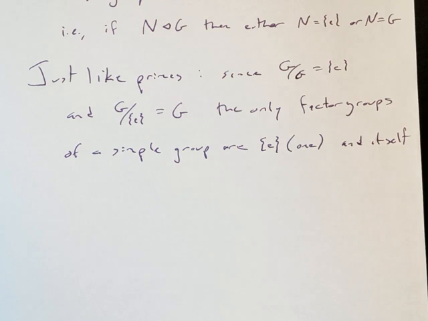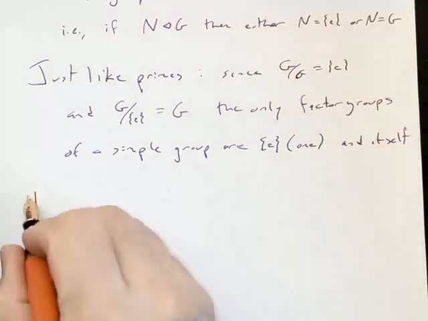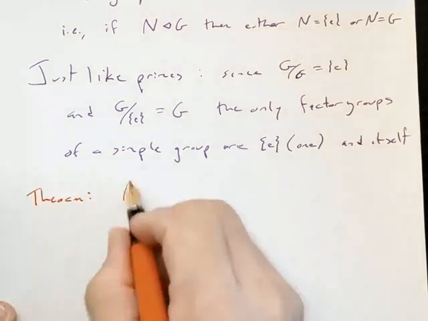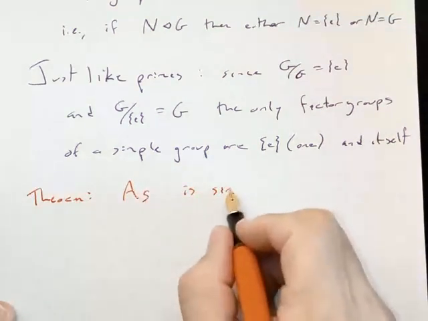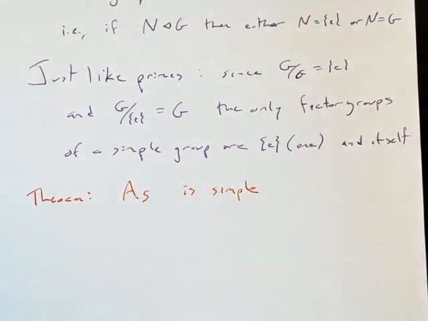These are exactly my prime building blocks. But it turns out that there are lots and lots and lots and lots of very different simple groups. A very important result in abstract algebra. What's A5?